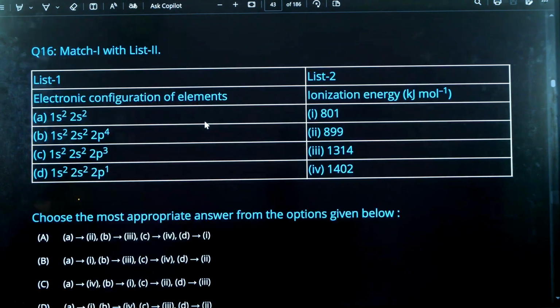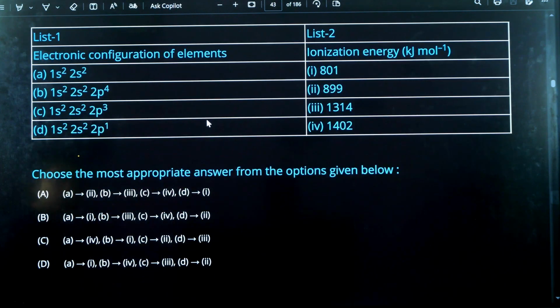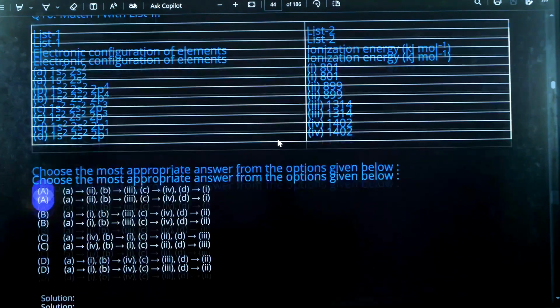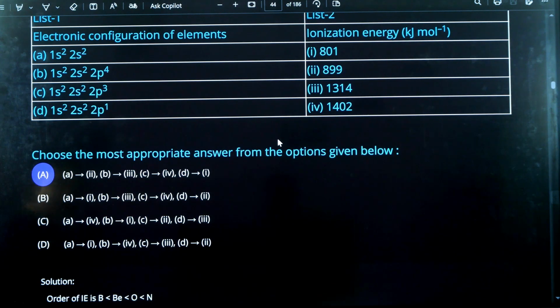Yes, this was question number 16. So for 1, the highest is for nitrogen, that means for C it should be 4. For B it should be 3. Right? So the answer indeed is A. That is matching. Yups. So the answer is A. Got it, guys? A.